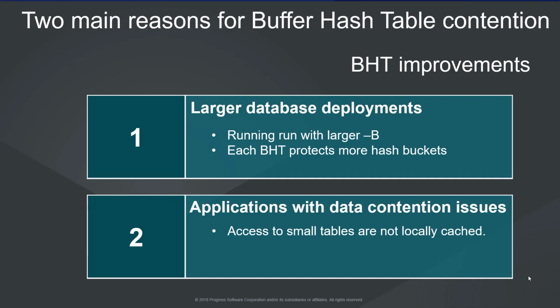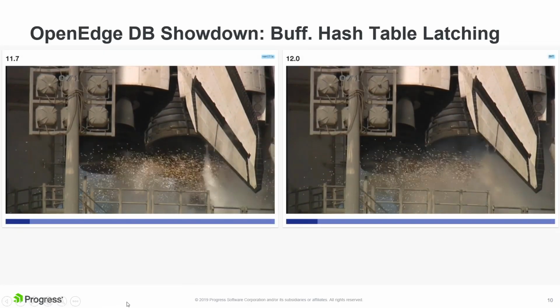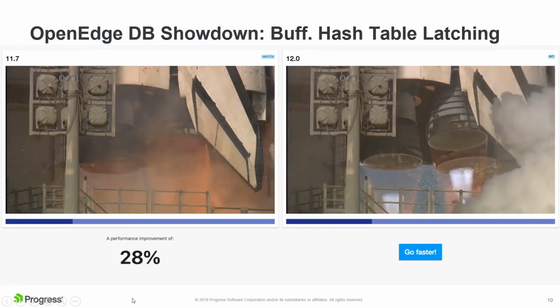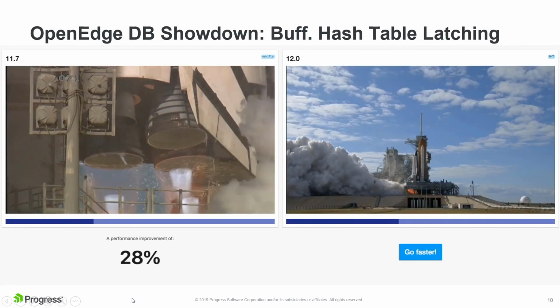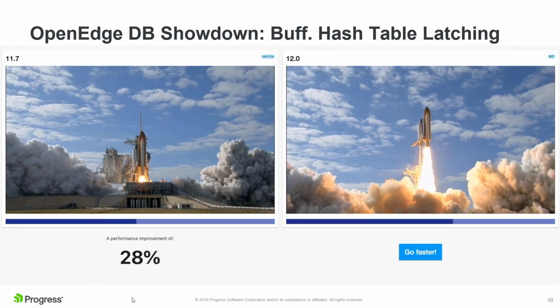In the past, this was not done because it was thought that the next record could have potentially been flushed from the buffer pool, so it needed to be hashed. With larger Big B settings, this is generally not the case, so the behavior was changed. Buffer hash table latching improvements yielded a 28% improvement in overall performance in our internal testing. Now you can see that the shuttle gets off the pad much more quickly.